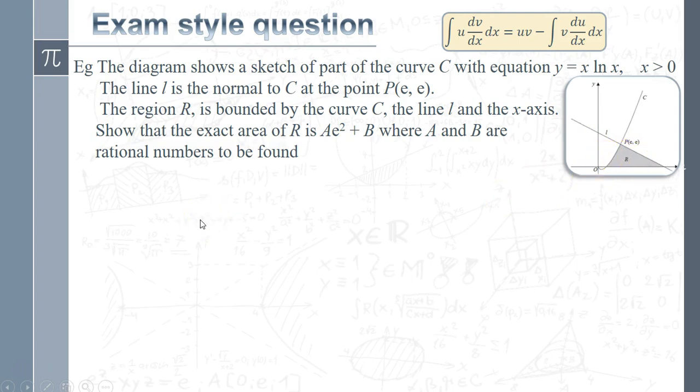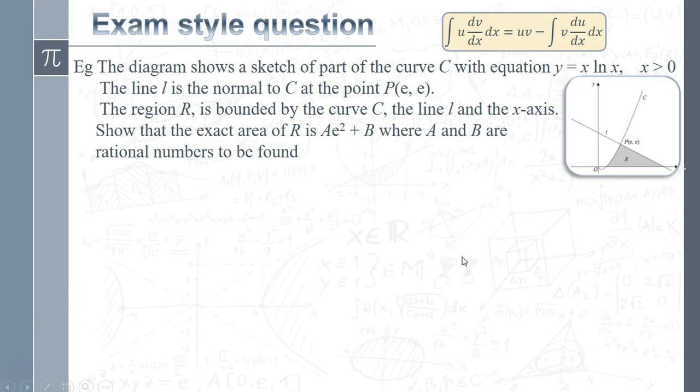There's a lot going on, and we're told to show that the exact area of R is A times e squared plus B, where A and B are rational numbers. By rational, we're talking about fractions. So let's crack on, and first of all, let's think about how we're going to deal with that particular area.